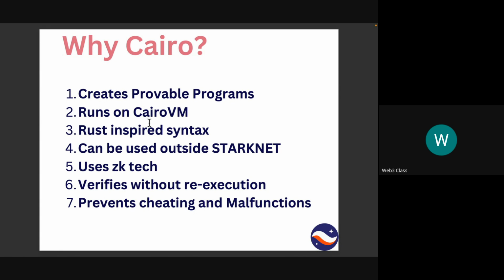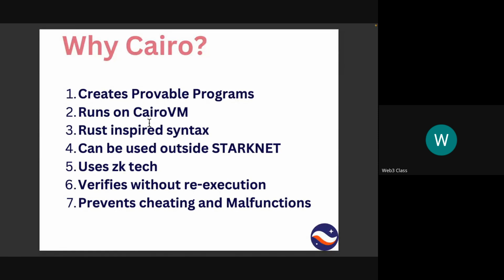Also, Cairo prevents cheating and malfunctions because of the tech powering Cairo. This is enforced behind the scenes. A prover cannot generate a malicious proof and send it to you and have it work with Cairo. As long as the proof is malicious, is not true, it is not going to get validated.